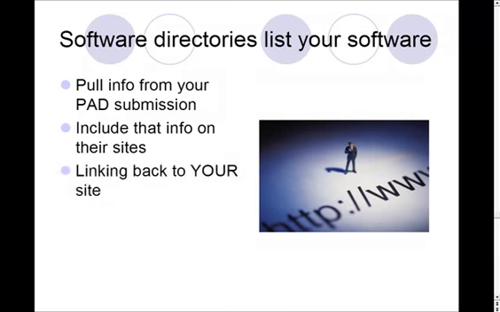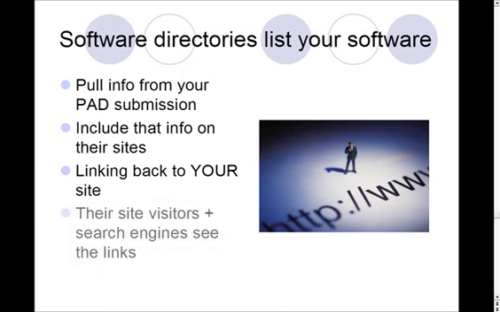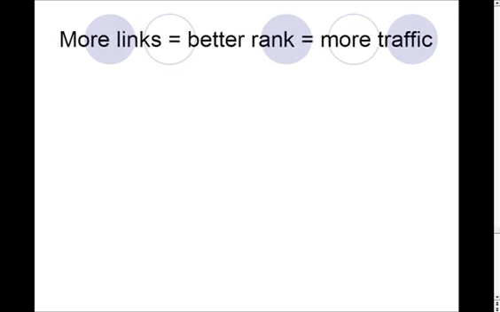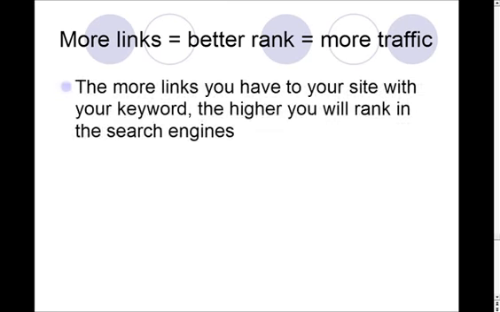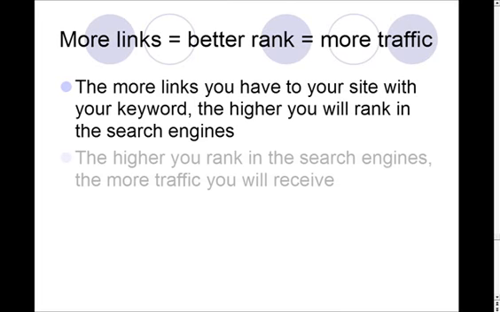And when they do that, they link back to your site. Their site visitors will actually come across your software, and they might download it, and they might also visit your site. And the search engines see those links on their website linking to your site. Now, more links to your site means that you'll rank better for your keyword, and when you rank better for your keyword, you'll get more traffic. The more links you have to your site with your keyword in them, the higher you will rank in the search engines. The higher you rank in the search engines, the more traffic you'll receive.